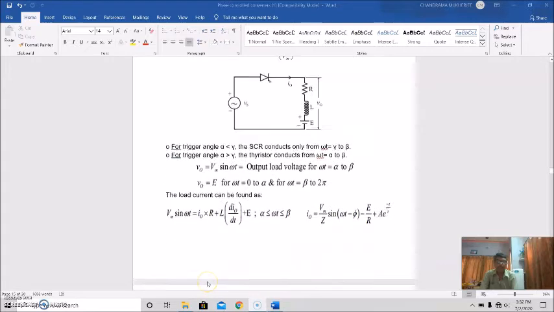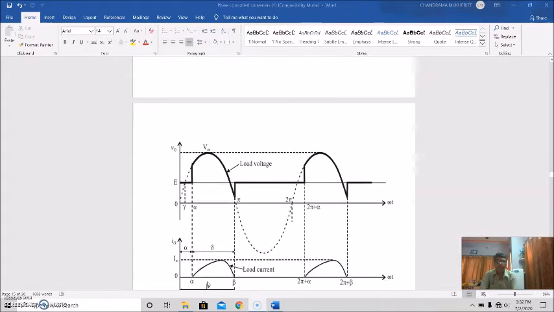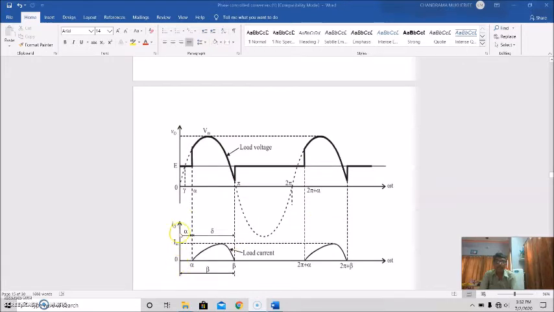Actually the profile is like this. This is your output voltage, and this is your output load current. This is the conduction angle delta, this is the firing angle, this is the total conduction angle. It is the thyristor conduction angle, and this is your total conduction period. So this is the load current.